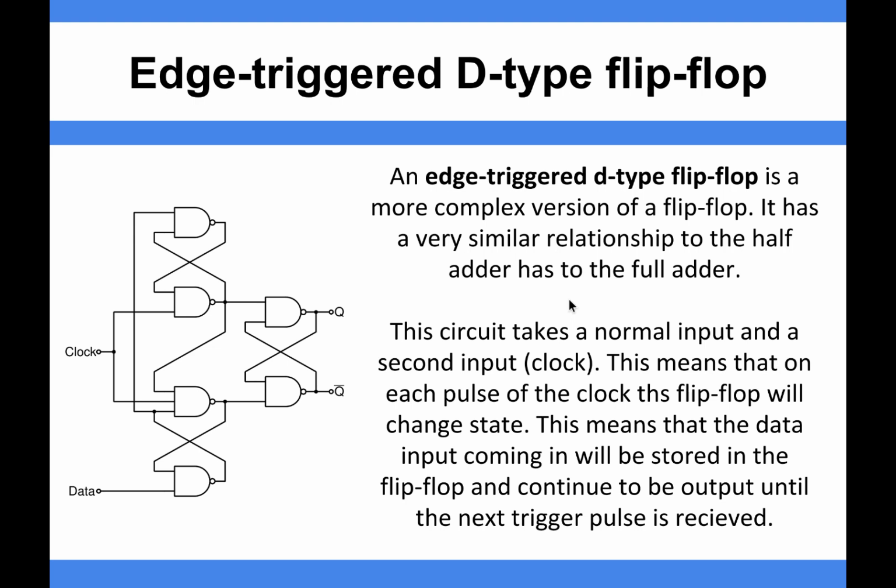It's got a similar relationship to the half adder has to the full adder, but just remember the edge-triggered D-type flip-flop is a form of memory, which can be used to store bits of data through a logic gate circuit. And remember, the two inputs are your data input and your clock input. Every pulse of the clock, you've got the ability to change the state of the output.